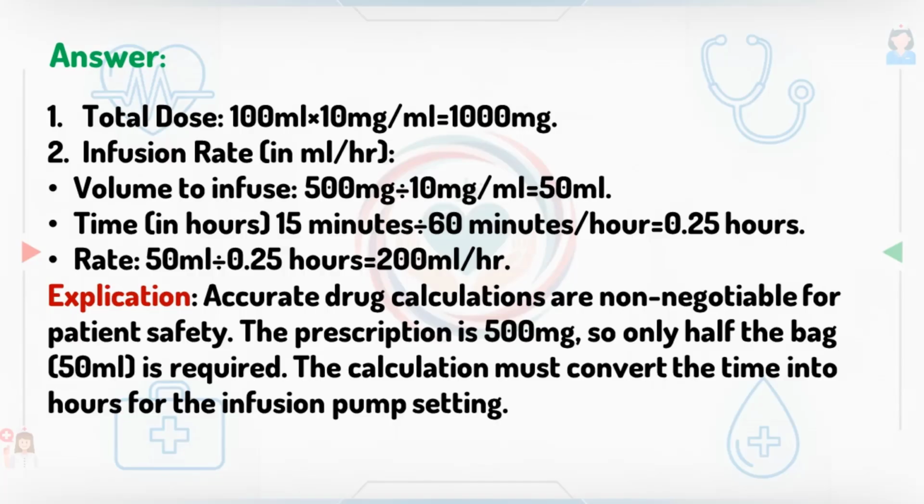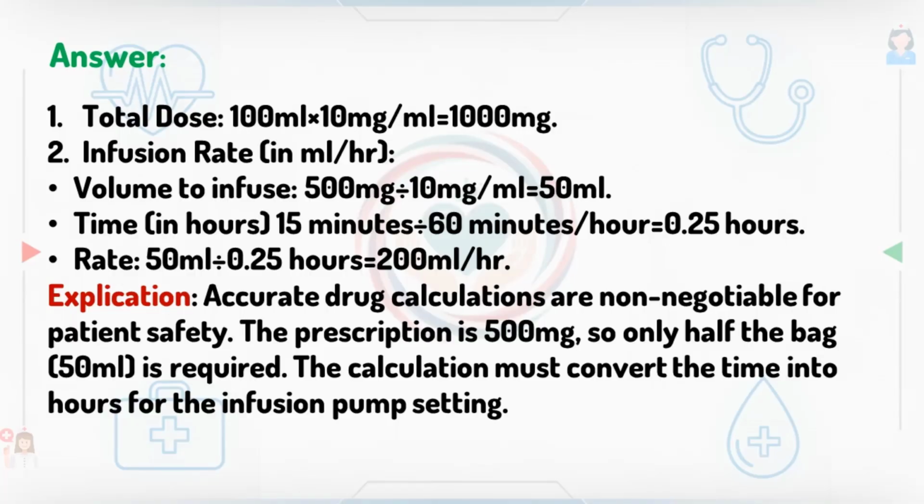Answer. 1. Total dose: 100 milliliters times 10 milligrams per milliliter equals 1000 milligrams. 2. Infusion rate in ml per hour. Volume to infuse: 500 milligrams divided by 10 milligrams per milliliter equals 50 milliliters. Time in hours: 15 minutes divided by 60 minutes per hour equals 0.25 hours. Rate: 50 milliliters divided by 0.25 hours equals 200 ml per hour.